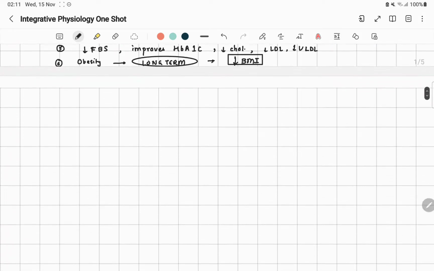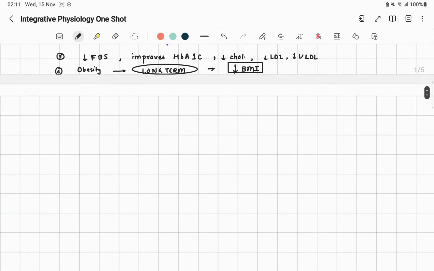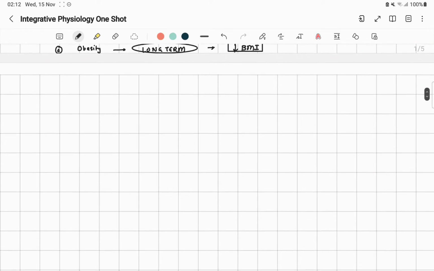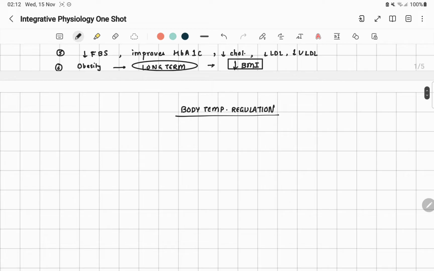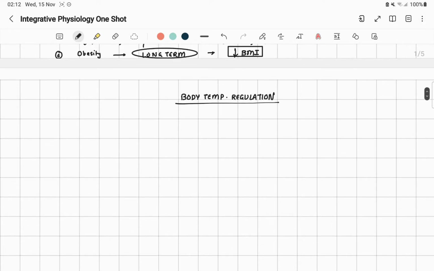Let's talk about body temperature regulation, the mechanism of fever, cold injuries, and heat strokes. When a person exercises, there is a release of heat due to increase in metabolism. This causes an increase in body temperature, which can rise up to about 40 degrees Celsius.